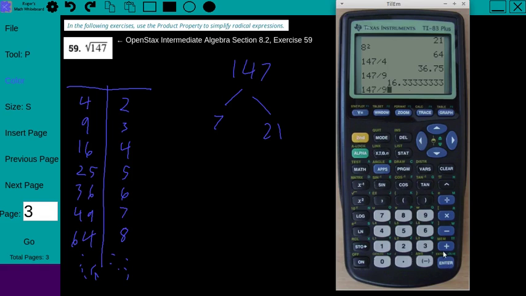So it doesn't divide by 9 evenly. Let's go 16.